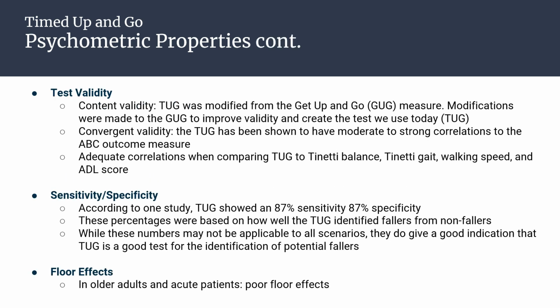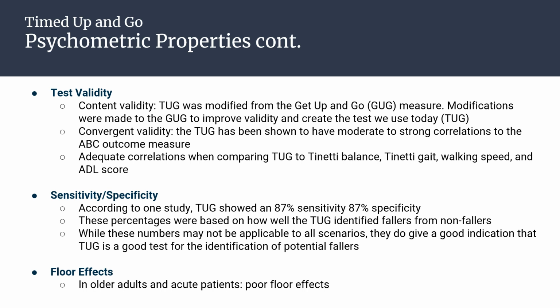For test validity, looking at content validity, the TUG was modified from the Get Up and Go (GUG) measure. Modifications were made to the GUG to improve validity and to create the test that we use today. For convergent validity, the TUG has been shown to have moderate to strong correlations to the ABC outcome measure. Adequate correlations when comparing TUG to Tinetti balance, Tinetti gait, walking speed, and ADL score were shown.